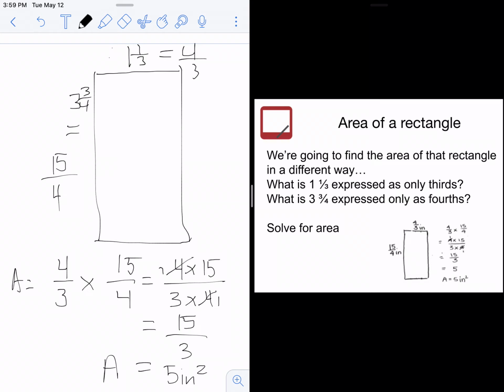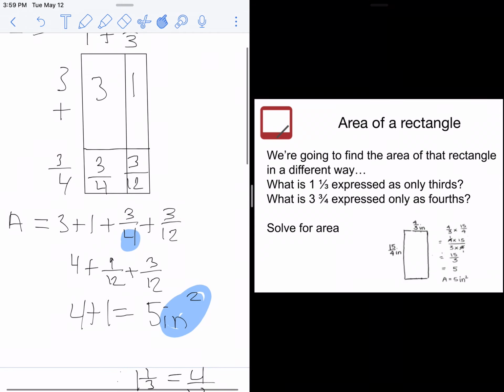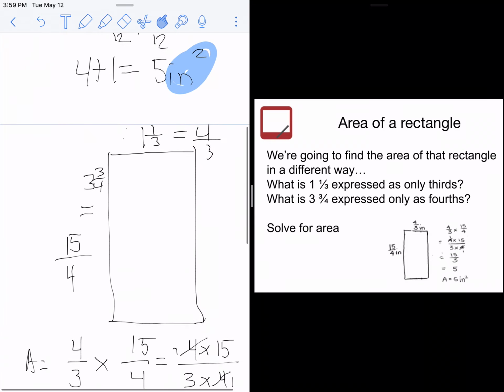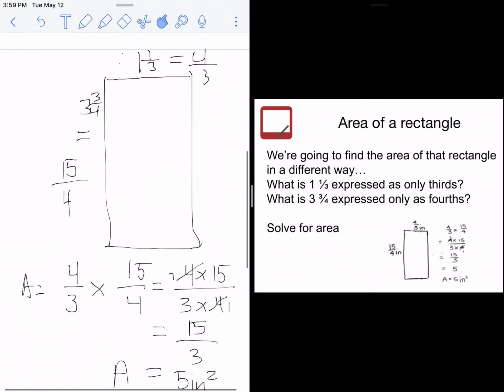So we just got the same answer as we got up here. Here's our 5 inches squared by just using numbers and multiplying a different way. So what we did was we turned our mixed numbers into improper fractions. And then we just multiplied.